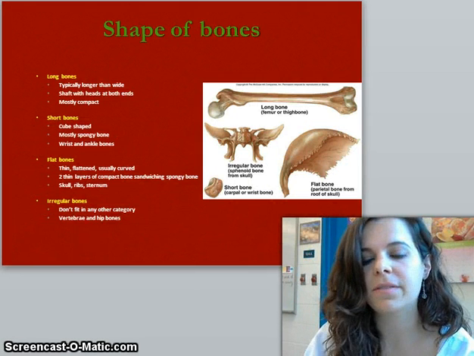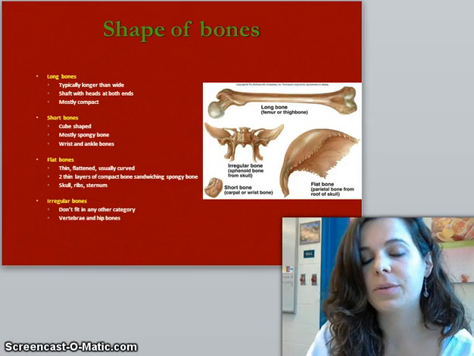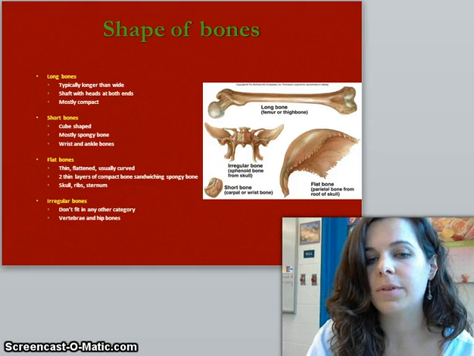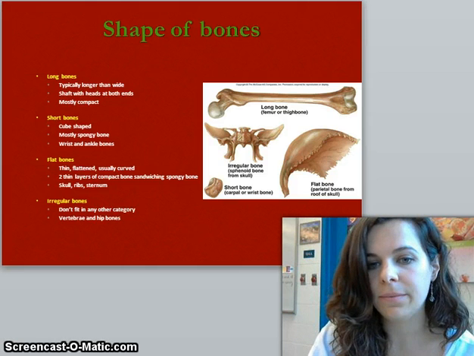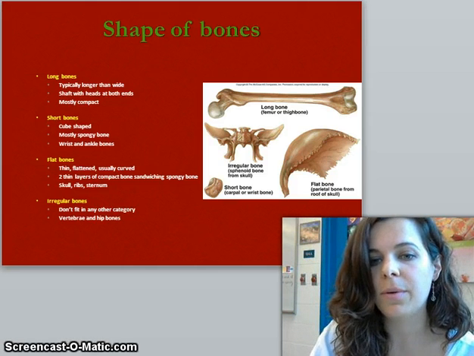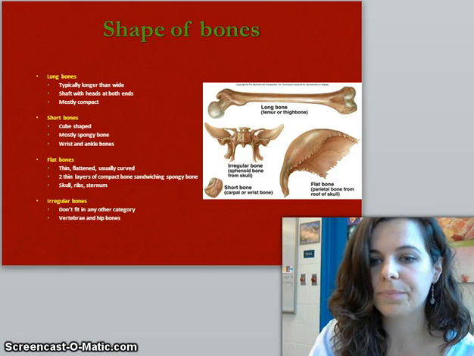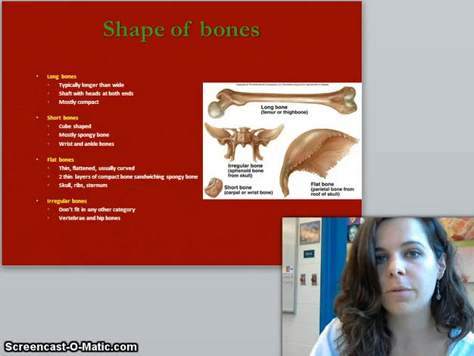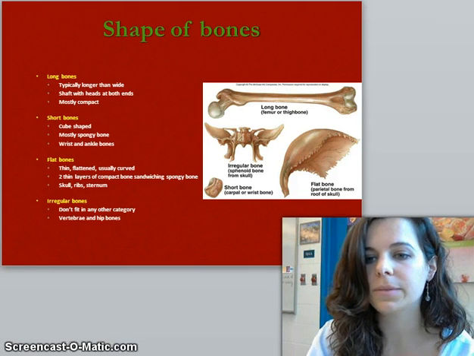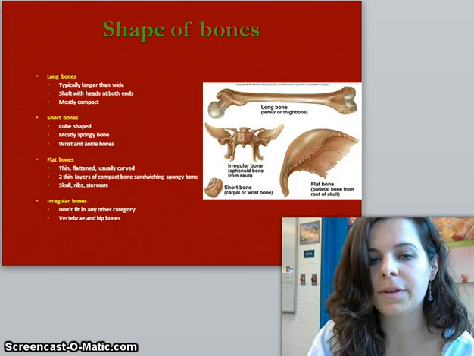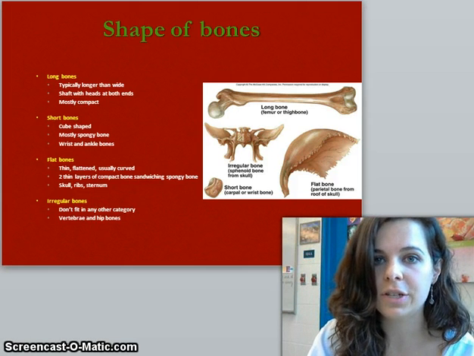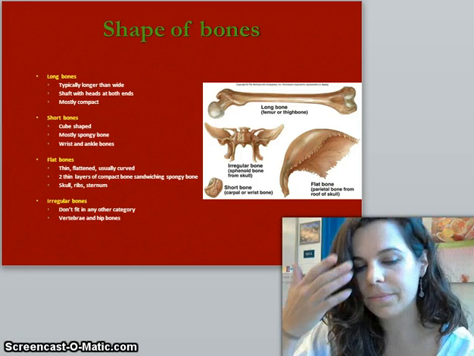There are four shapes of bones, and the shape really relates to the function of the bone. So long bones are longer than they are wide. They have a shaft with a head at both ends that's a bit wider, and they're made mostly of compact bone. Your femur and your humerus are both examples of long bones. Short bones are cube shapes, mostly spongy, and two examples of this are your carpals and your tarsals.